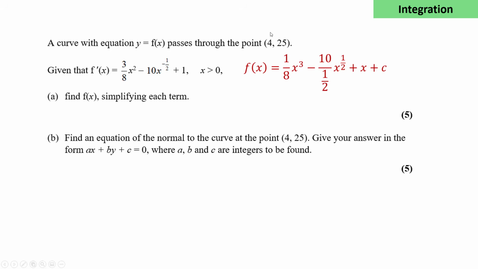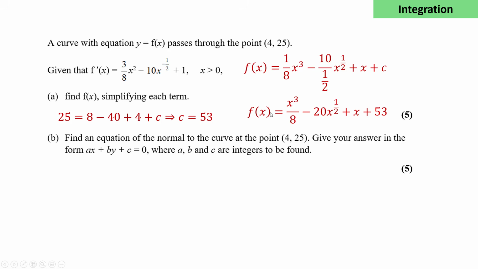We know that the curve passes through the point (4, 25), and this is what allows us to work out the constant of integration. f of 4 will be 25. We substitute 4 into the expression for f of x. From this we can derive that c equals 53. That gives us f of x is x cubed over 8 minus 20x to the half plus x plus 53.